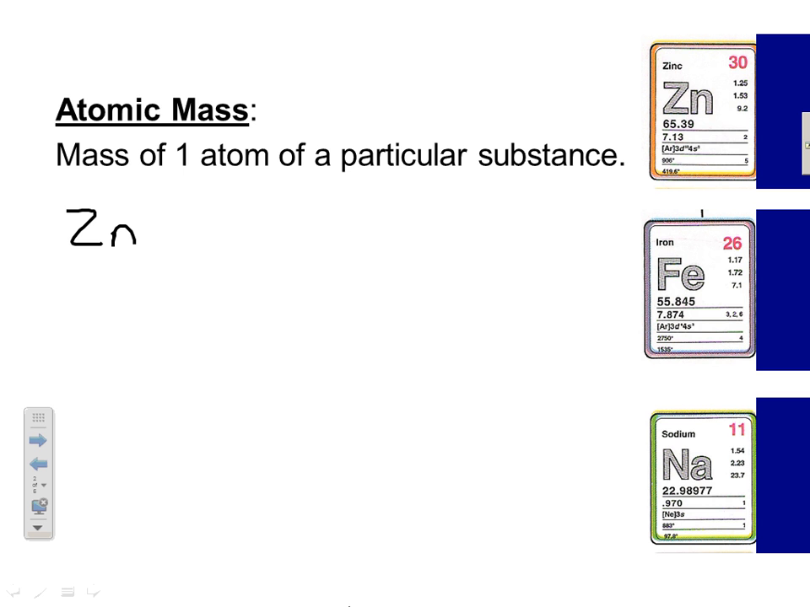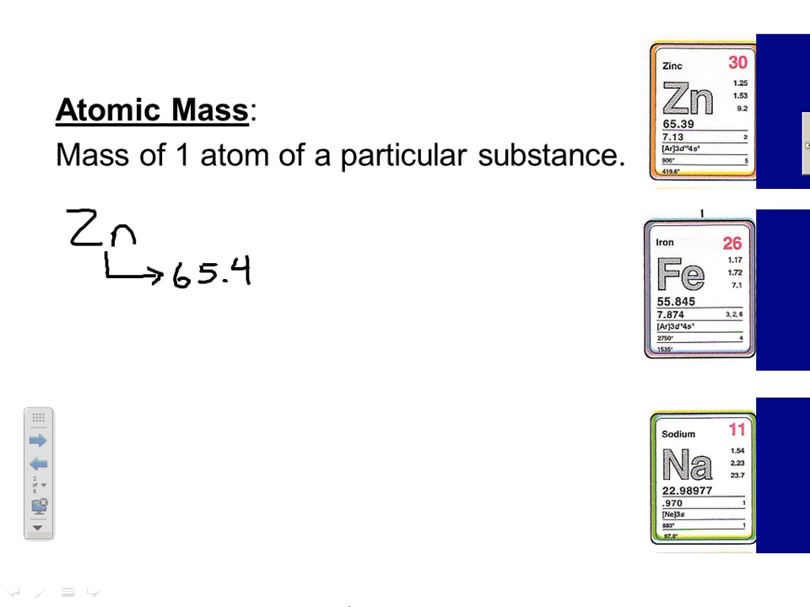So for zinc, this is the way I like to write the numbers. I like to use a little arrow system: Zn, arrow, 65.4, all right? Do you see how to find that on your table? Nice.